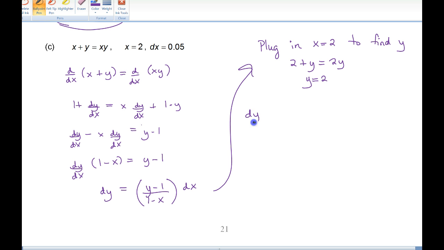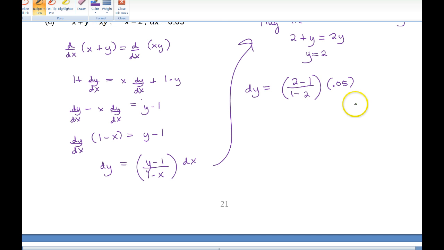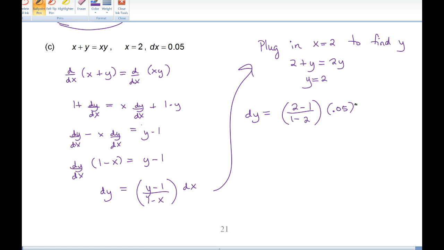Okay, so dy is equal to 2 minus 1 over 1 minus 2 times 0.05. How did you know that 2 plus y equals 2y? Simple algebra problem that I'm not seeing. Yeah, subtract y from both sides.